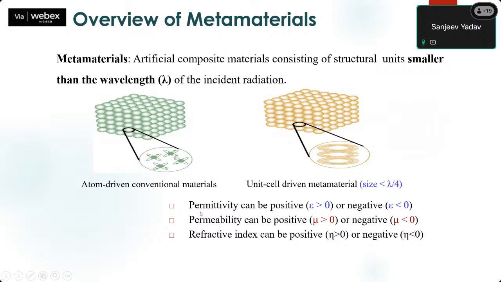So from here, we can see that permittivity can be positive or negative. Permeability can be positive or negative. Refractive index can be positive or negative. But simultaneously, without altering the properties, it cannot happen.